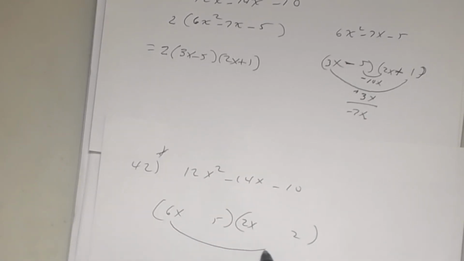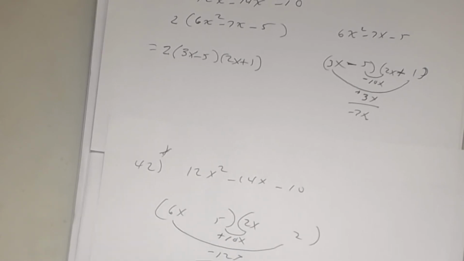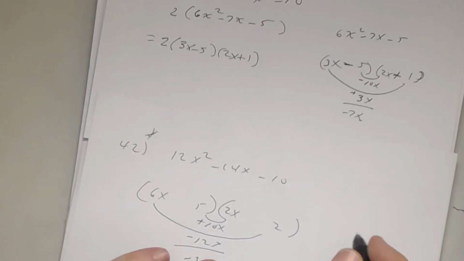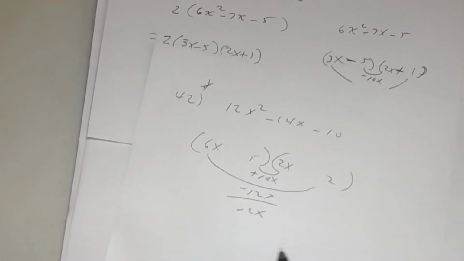What's the outer? 12x. What's the inner? 10x. The larger of these takes the middle sign. But when I add them up, I get what? Negative 2x. So that's not correct. So let's switch the 5 and the 2 instead. Okay? Let's see what happens. You see what I did? Let's switch the 5 and the 2.